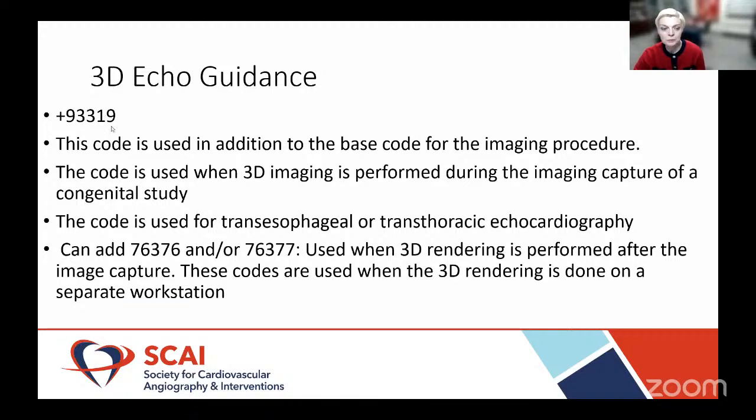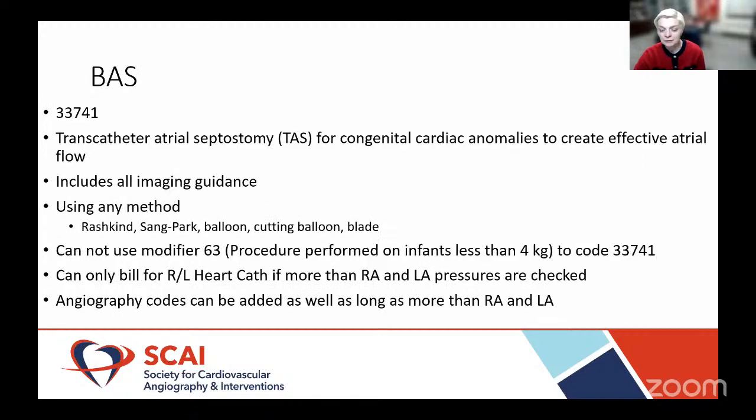So this would be especially for people doing 3D, maybe transesophageal or transthoracic echoes as guidance. Once again, all the images need to be saved and you need to have a report generated for your 3D images. Now, this is a little bit different, but BAS got added in. The code for BAS is 33741. This is transcatheter atrial septostomy for congenital cardiac anomalies to create effective atrial flow. It includes all imaging guidance and using any method of making this atrial communication.